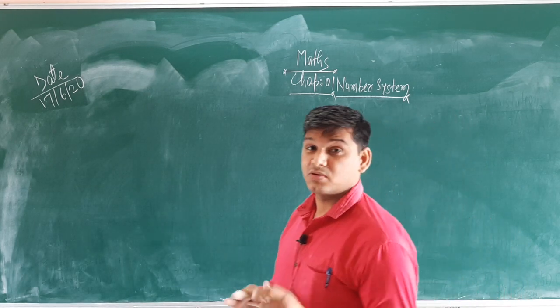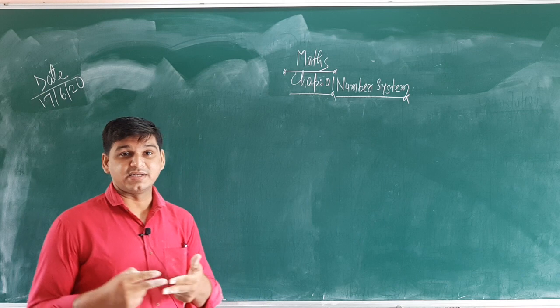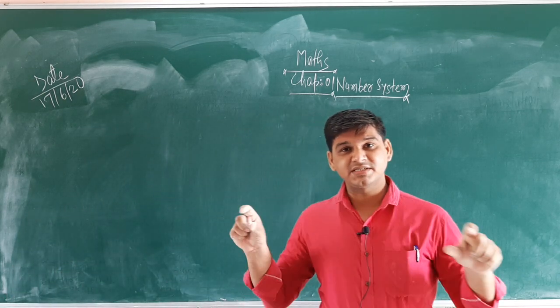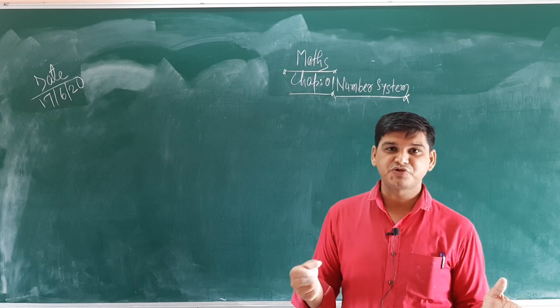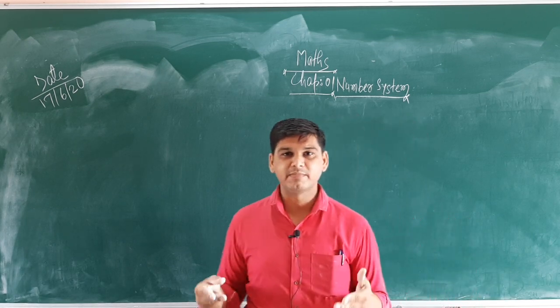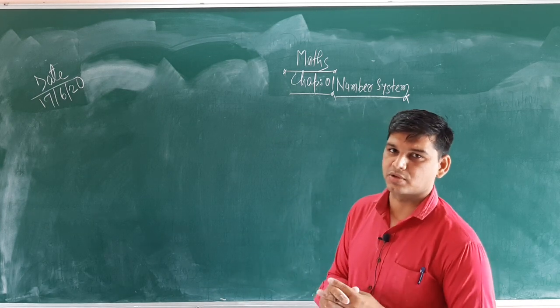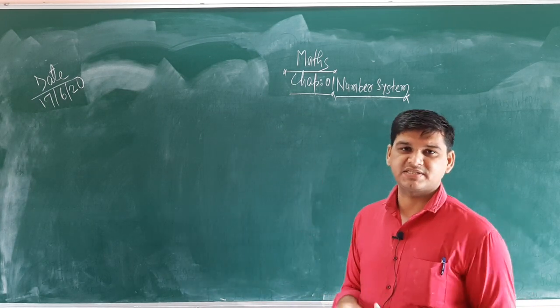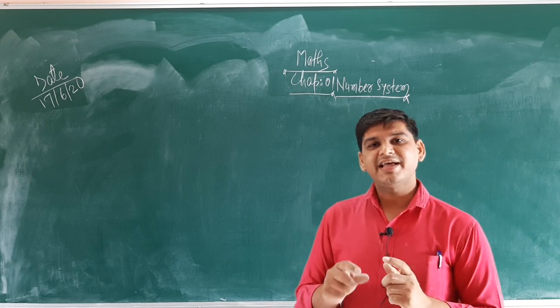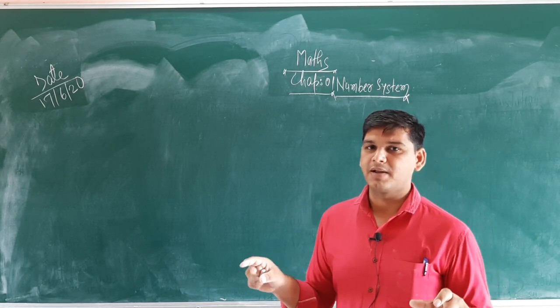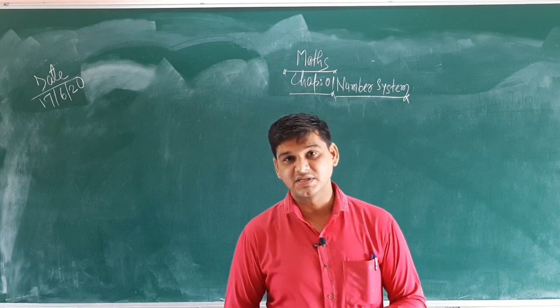Previously we discussed the number system. In the previous two classes we discussed what the number system is and how it can be represented on the number line: natural numbers, whole numbers, rational numbers, irrational numbers, real numbers, complex numbers, etc. We also discussed how square root values like root 3, root 5, root 7 can be represented on the number line.